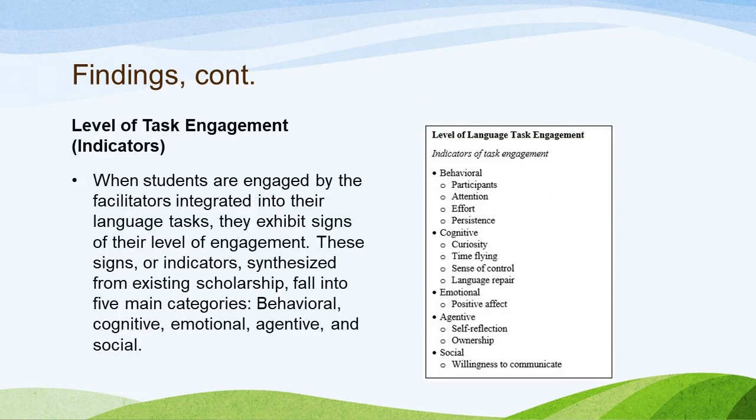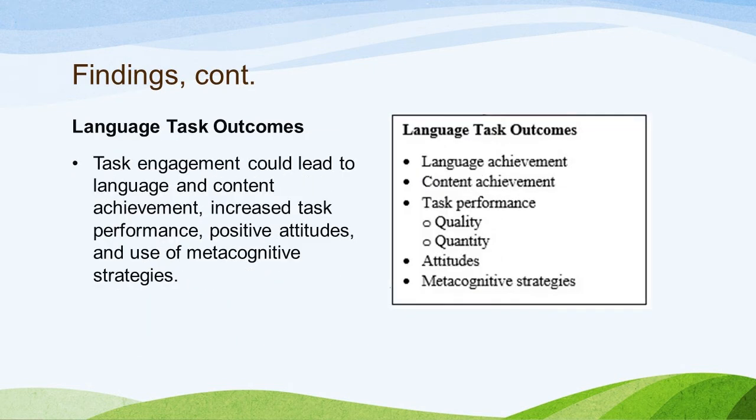Level of task engagement in the model refers to signs of a student's level of engagement. These signs or indicators, synthesized from existing scholarship, fall into five main categories: behavioral, cognitive, emotional, agentive, and social. And finally, language task outcomes refers to the possible outcomes of an engaging task, which could include language and content achievement, task performance, attitudes, and development of metacognitive strategies.